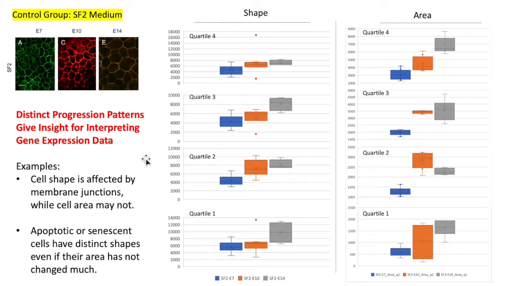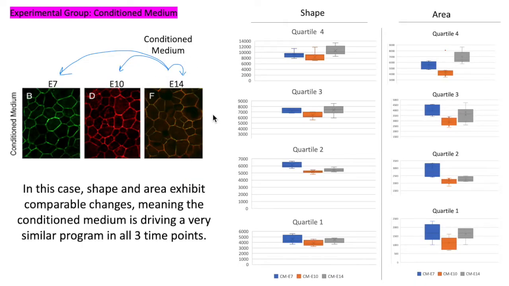So my point is, when you separate your data into quartiles and you measure both shape and area, you have more data at your disposal to make sense of gene expression data that might not be obvious through traditional measures such as area. Moving on to the conditioned medium group.